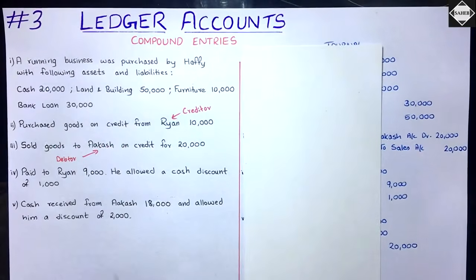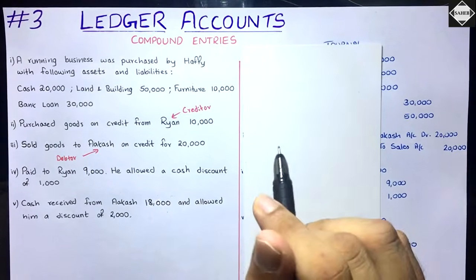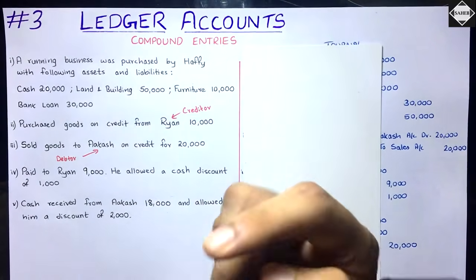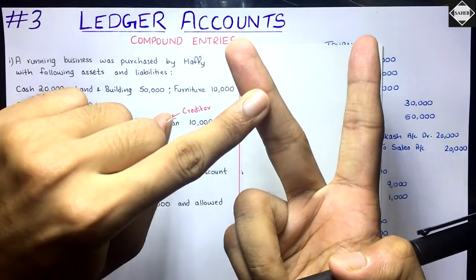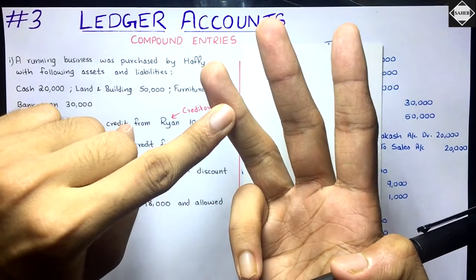Hi everyone, welcome back to the third video of ledger accounts. In this video we are going to understand what compound journal entries are, how we record them into the journal, and how we post them into the ledger.